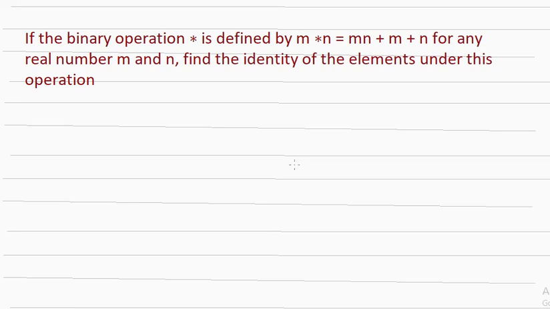If the binary operation asterisk is defined by m asterisk n is equal to mn plus n for any real numbers m and n, find the identity element. This time around, what we are looking for is the identity element. So I'm going to show you how to find the identity element. Solution.